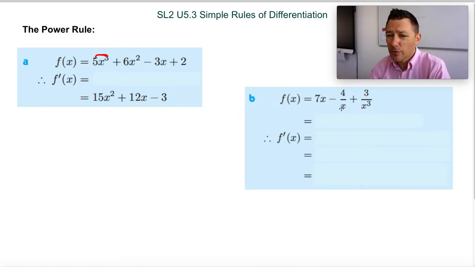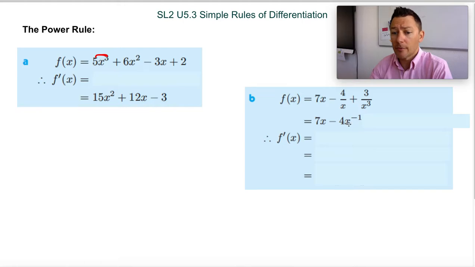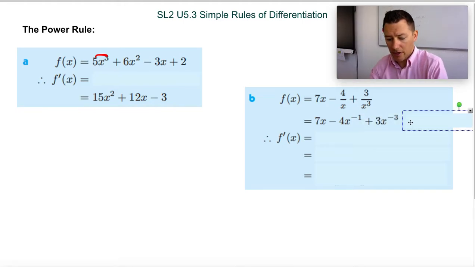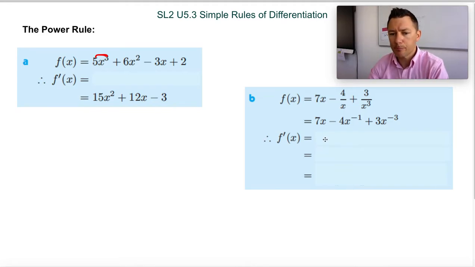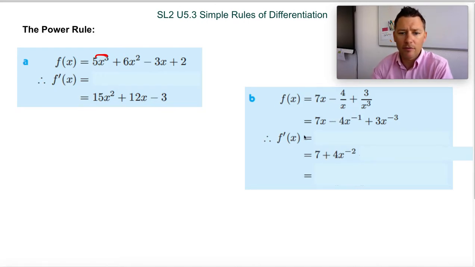Same thing here, we might need to rewrite this because this is pretty ugly. Leave the 7x, but turn this into 4 times x to the negative 1, right? And same thing here, call this x to the negative 3. And now we can play this same game. This is just 7, right? 1 times 7, and then decrease the exponent by 1. The x goes away. This negative 1 times 4 changes the sign. That's why it becomes positive there. And then decrease the exponent. It goes from negative 1 to negative 2.